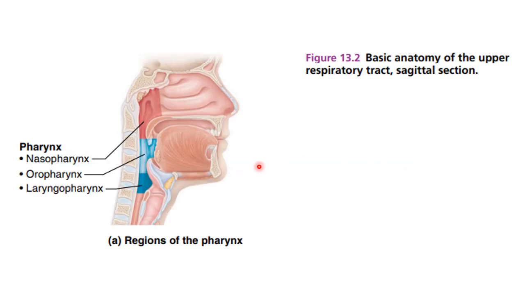So this picture shows you the regions of the pharynx. And this entire region here, posteriorly located, would be the pharynx or the throat. And you will appreciate from this picture that the nasopharynx is posterior to the nasal cavity. The oropharynx is posterior to the oral cavity, and this is your tongue. And the laryngopharynx is posterior to the larynx.